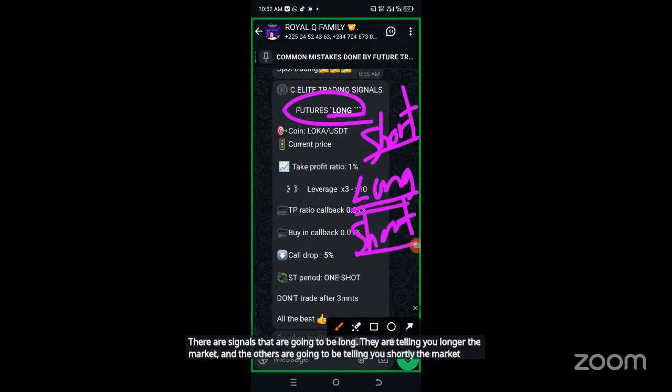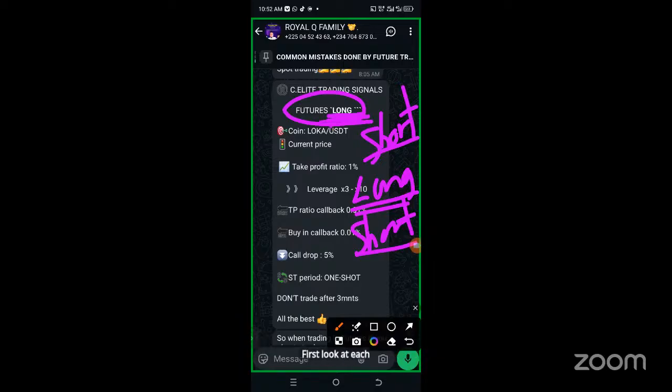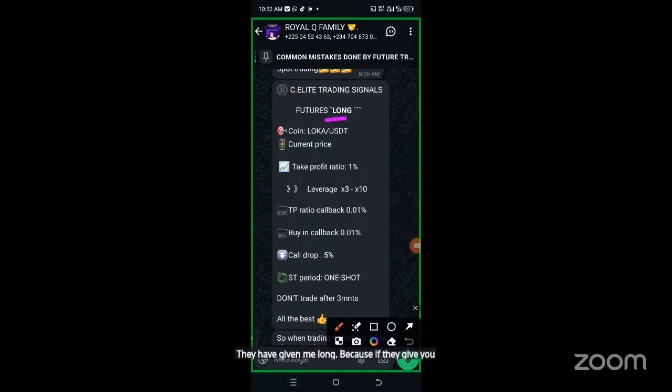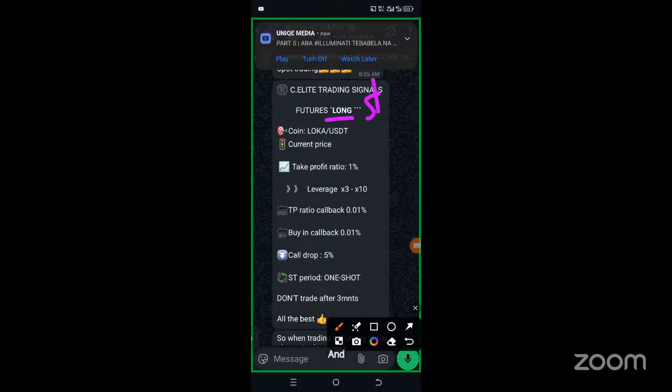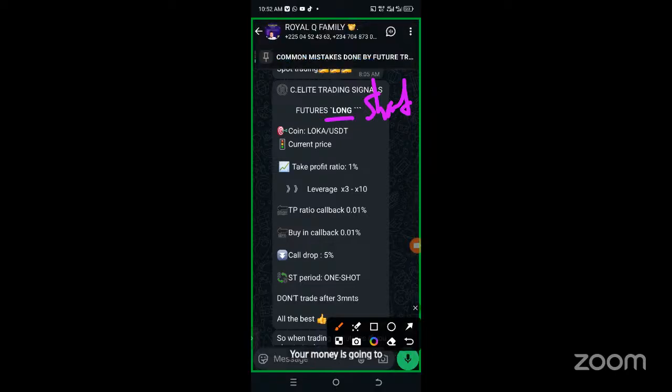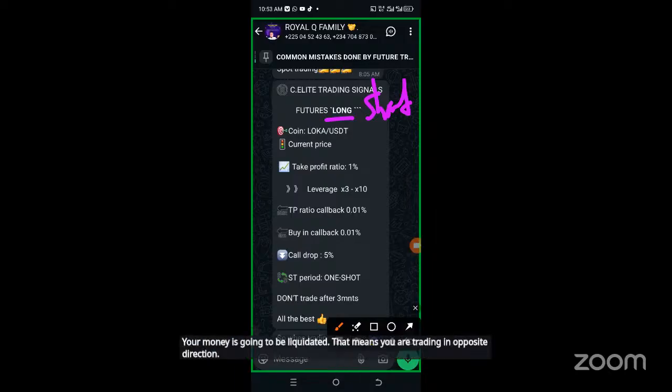So before you set the signal, first look at its direction. What is the direction of the market that they have given to you? They have given me long. Because if they give you long and you trade in short, my friend, your money is going to be liquidated. That means you are trading in the opposite direction.